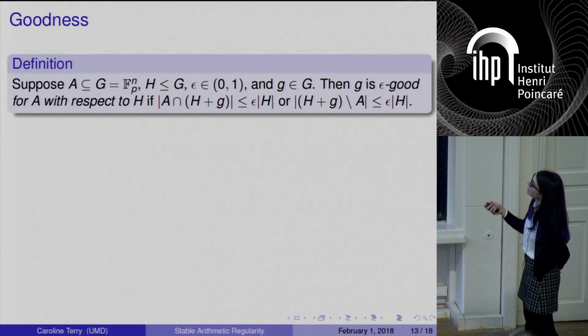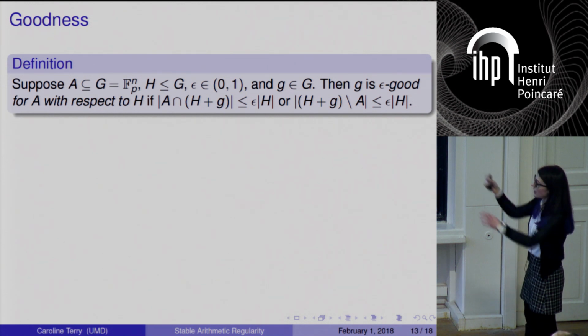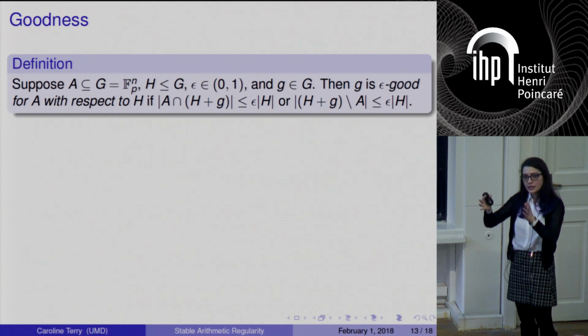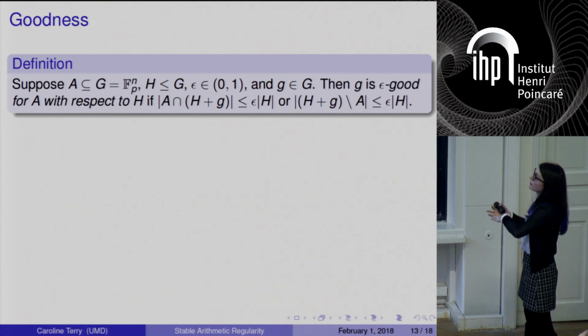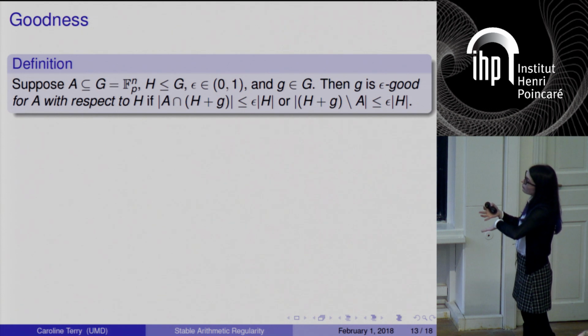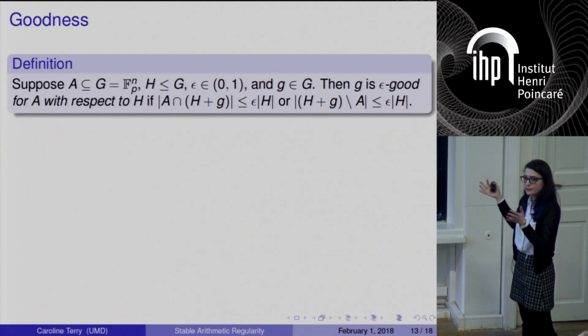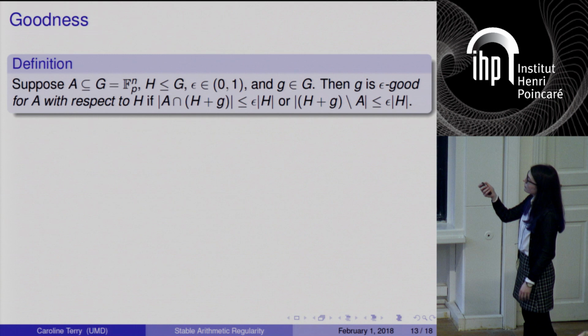It's going to be if the intersection of A with H plus g is at most epsilon H, or H plus g minus A is at most epsilon H. So this means I look at this translate of H by g, and I look at A intersected with the translate. It's either really, really small, almost nothing, or it's almost everything. Okay, so that's what it means for an element to be epsilon good.